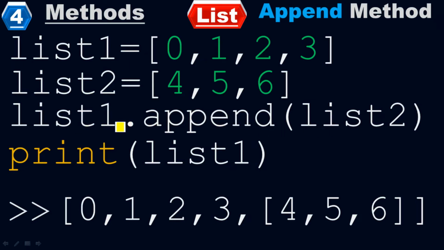So just write list1.append(list2). It means that add list2 to list1. Here, list2 is considered a new element for list1.